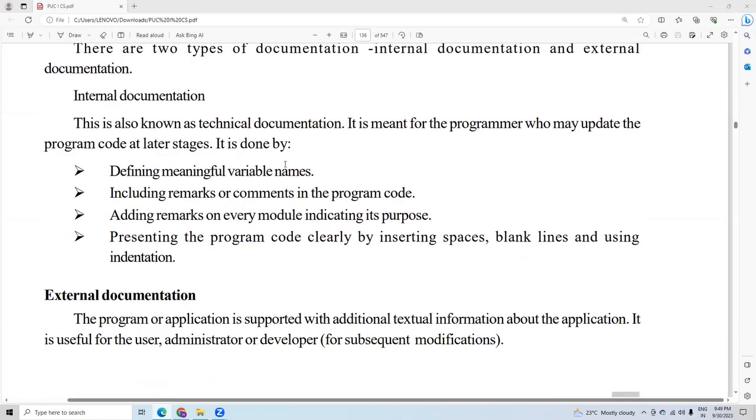Internal documentation is also known as technical documentation. It is meant for the programmer who updates the program code at a later stage. It is not for the person who is using your program. It is not for the end user. Right, it is for the internal documentation.